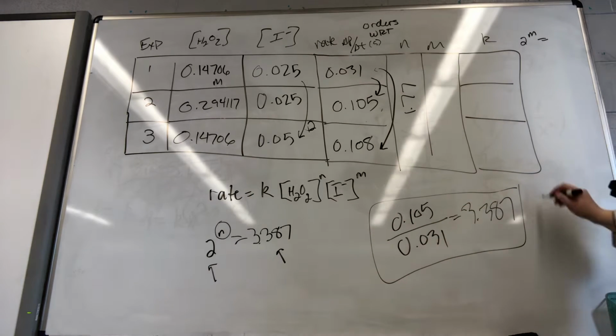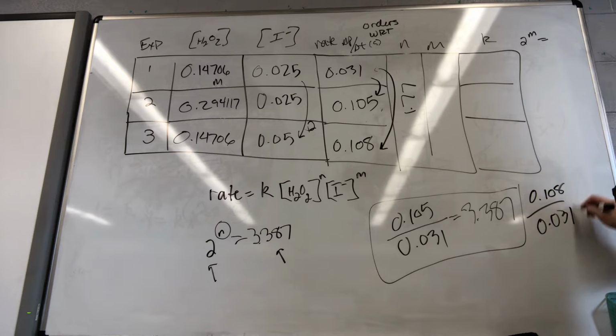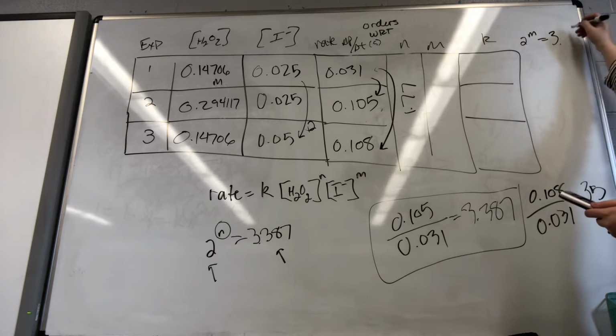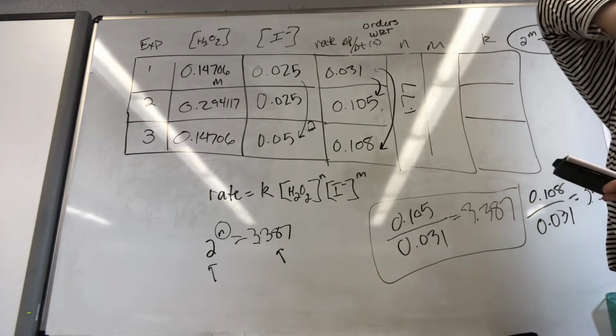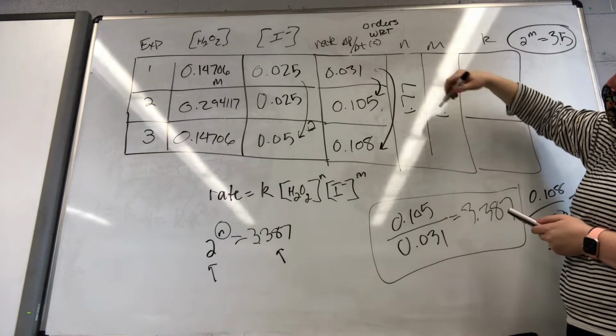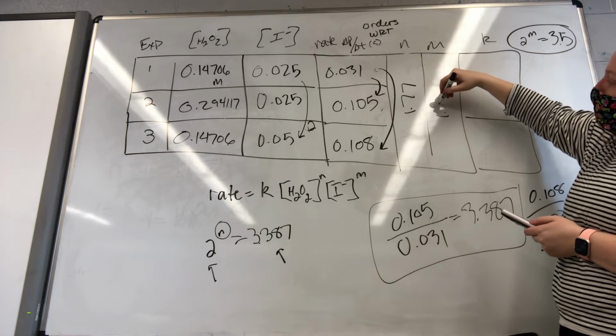So we're going to write 2 to the m equals whatever the change here is. So again, I'm going to do 0.108 over 0.031 for Gavin's data specifically. 3.5. So we're going to set 2 to the m equal to 3.5. And the solver kicked out 1.8. We just put 1.80.